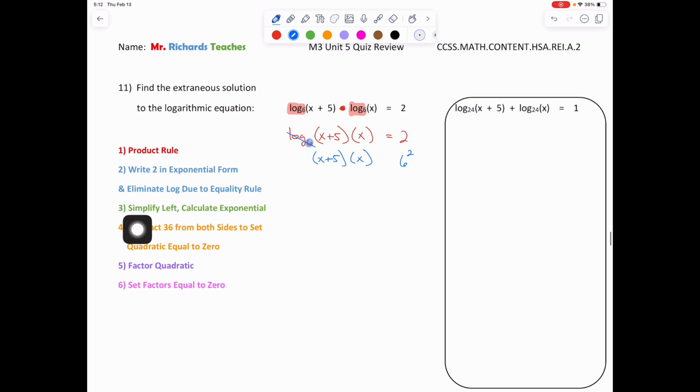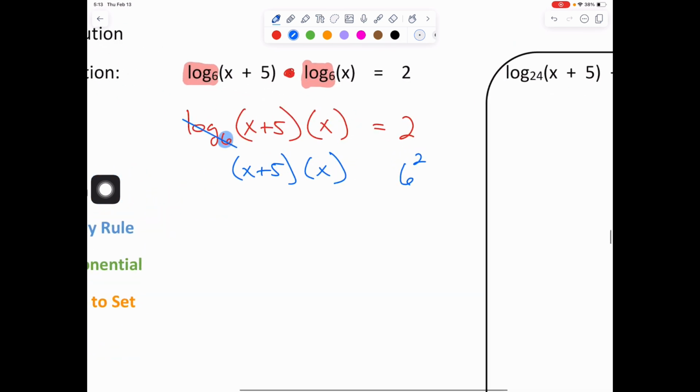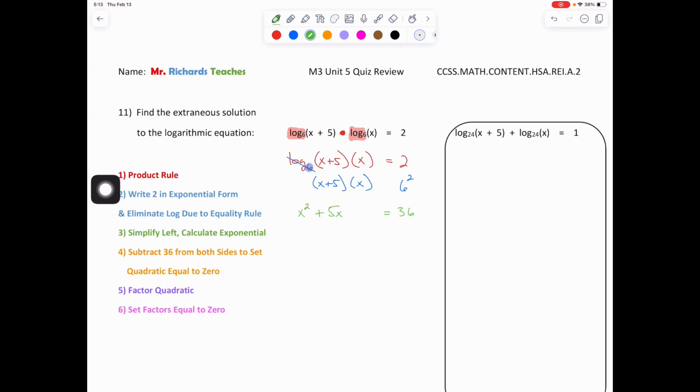Step 3, we will simplify the left side, or x plus 5 and x, and then we will calculate the exponential. No big deal. All right, so x times x gives us, yes, x squared, 5 times x gives us wonderful 5x. Bring down our equals, and 6 squared is just 36. Moving on to step 4, subtract 36 from both sides to set quadratic equal to 0.